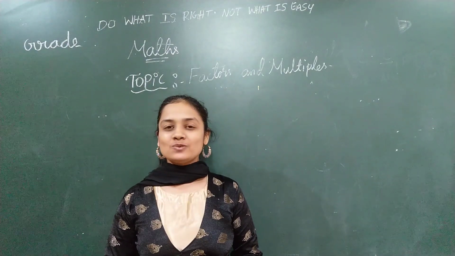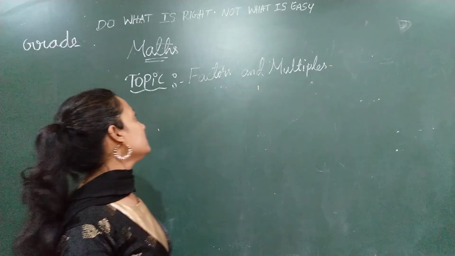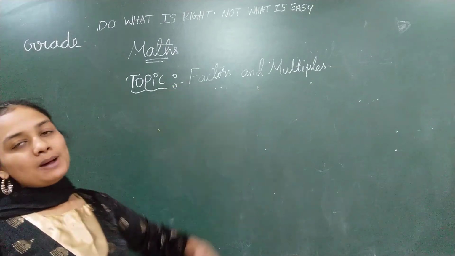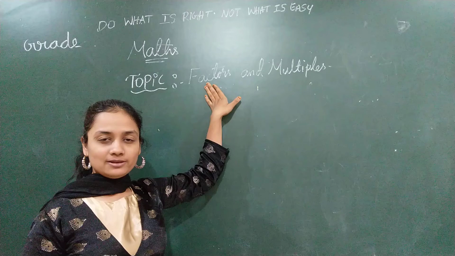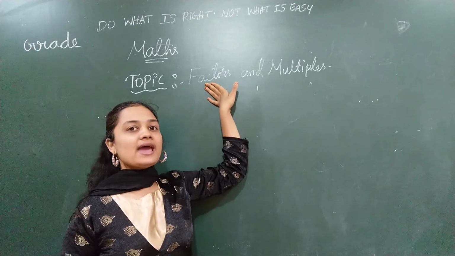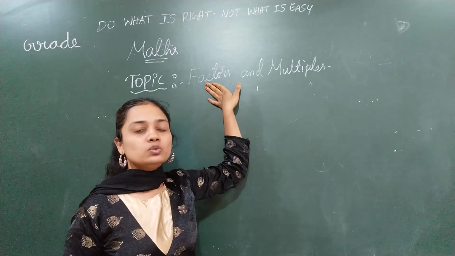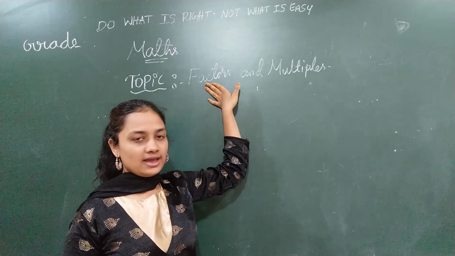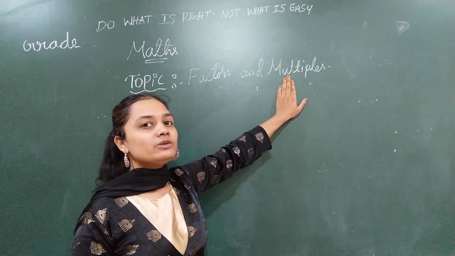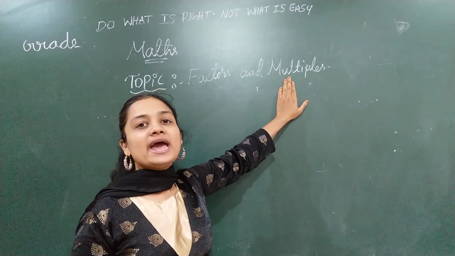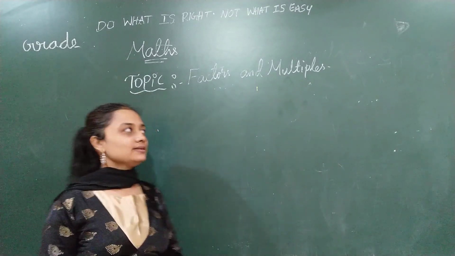In the last class we finished factors. We were talking about lesson number 3, factors and multiples. We finished discussing the factors, and we also learned how to find the HCF, that is highest common factor, in two different methods. Today we will be discussing multiples and also something called LCM. So let's start today's class.